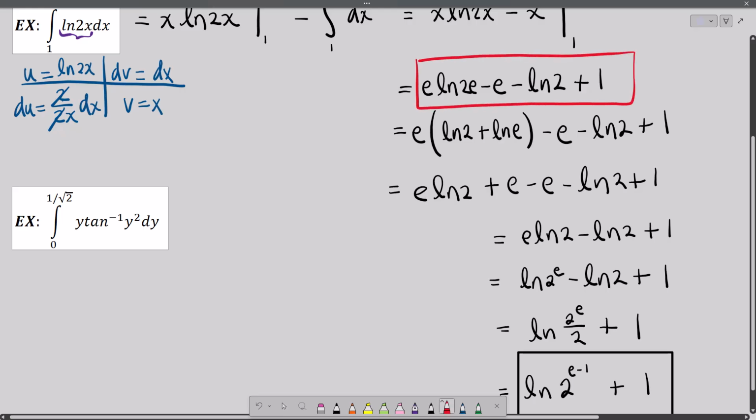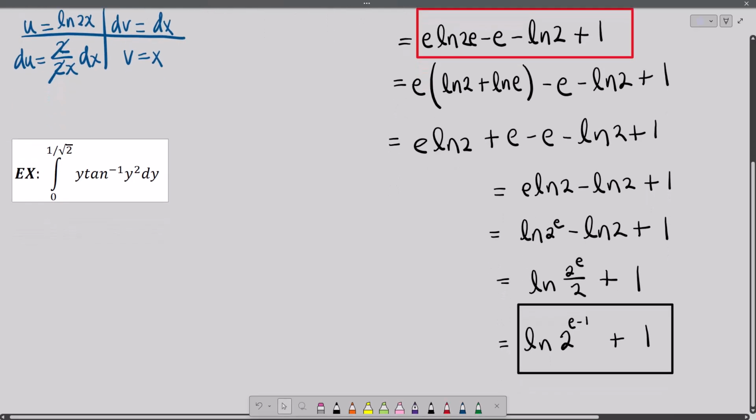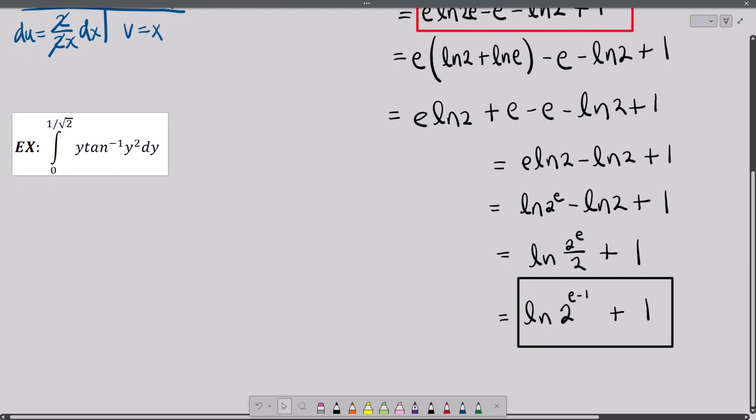Completely sufficient. It sounds redundant. It's completely sufficient. It's not a bad idea to practice your log properties, though, because there are places where we do need to use them. So having them at your disposal is a good thing.